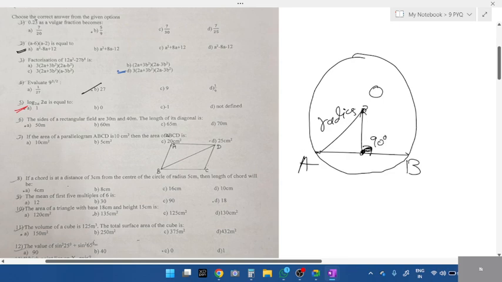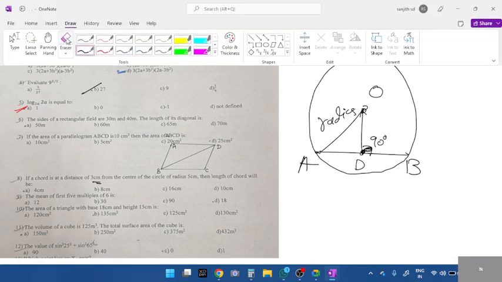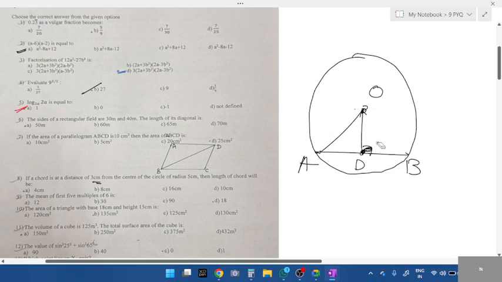Now tell me all the values given here. If a chord is at a distance of 3 centimeter from the center, which is 3 centimeter, students? OD, AD or AO? Very good. Correct. OD is 3 centimeters. So whoever was regular, whoever was attentive will be able to answer these questions. From the center of radius 5 centimeter, which is 5.